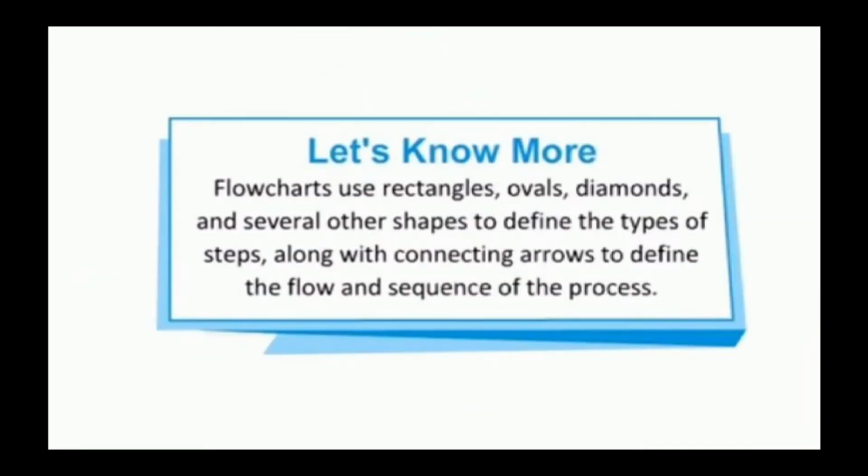Let's know more. A flowchart uses rectangles, ovals, diamonds and several other shapes to define the type of steps, along with connecting arrows to define the flow and sequence of the process.